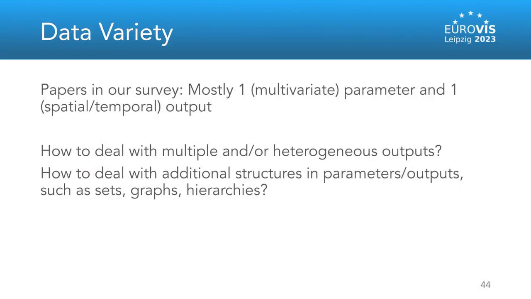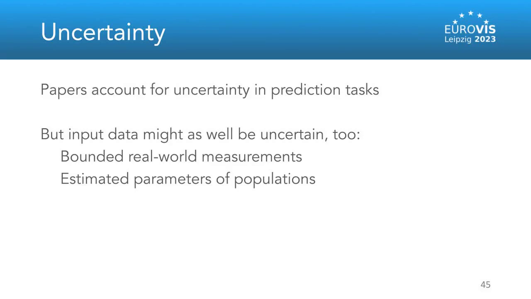Then we noticed a lack of data variety. Most papers consider one parameter, often abstract, and one output, often spatial, temporal. We don't know yet how to deal with multiple, possibly heterogeneous, outputs or additional structures like sets, graphs or hierarchies in the context of parameter space exploration. In addition, papers reliably account for uncertainty in prediction tasks, i.e., how far off is the model output from some reference. But the input data might as well be uncertain, e.g., when we consider imprecise real-world measurements or estimated parameters of populations in census data. Such cases are less explored.